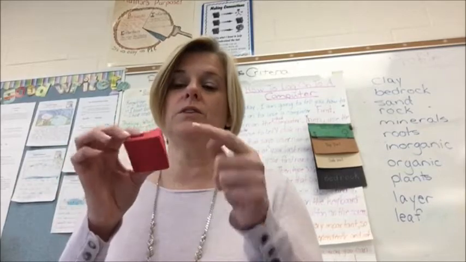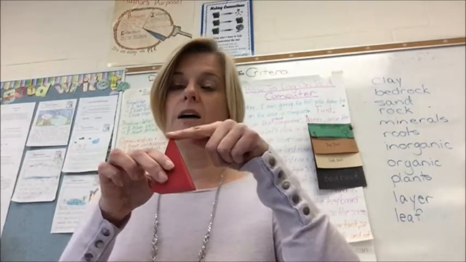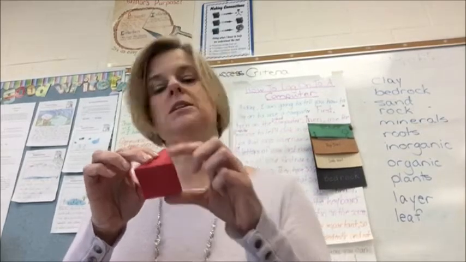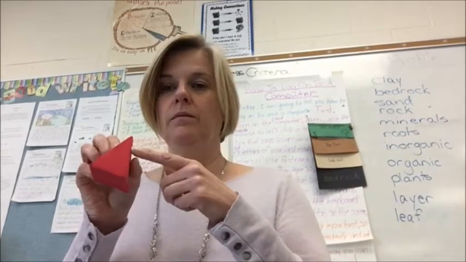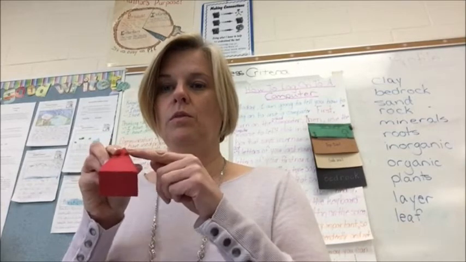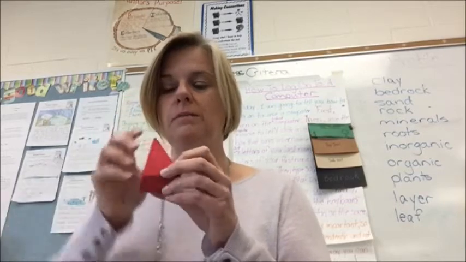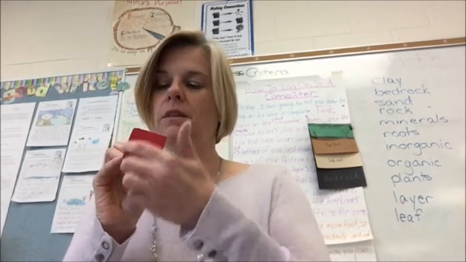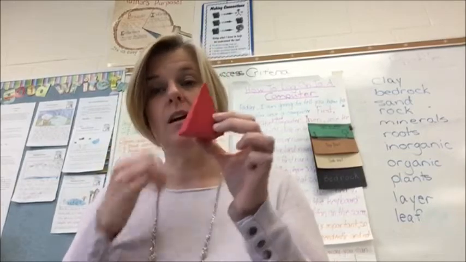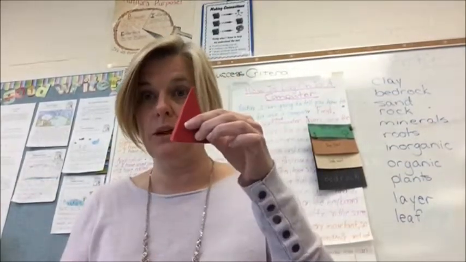And we could count the vertices. 1, 2, 3, 4, 5 vertices. And let's count our edges. 1, 2, 3, 4. 4 edges go around it. And then 5, 6, 7, 8. 8 edges on this square-based pyramid.